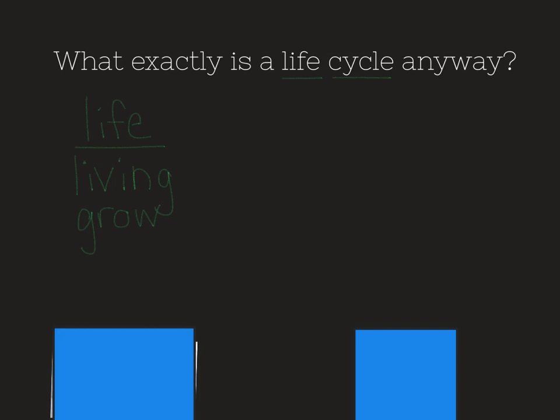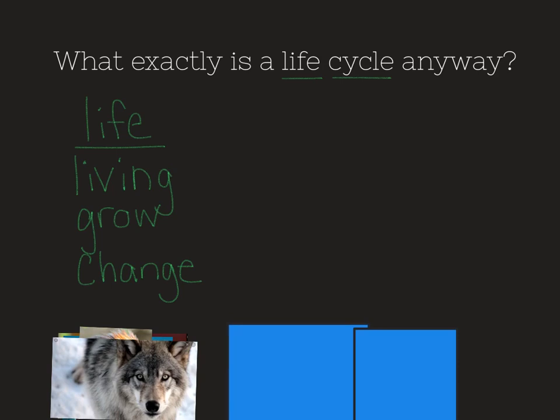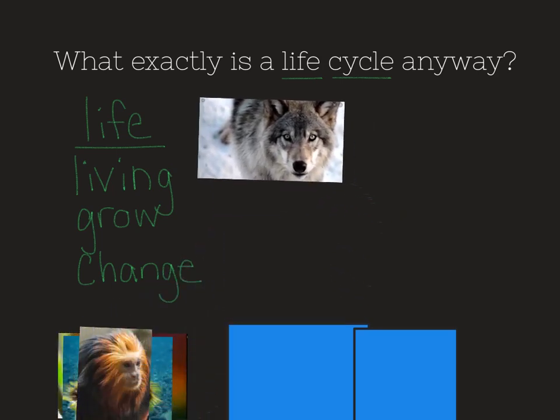Also things that maybe change over time. So non-living things, like a rock, would not change over time unless something external happened to it, like wind or water might wear it down over time. But living things grow, and they go through a cycle of growing. So let's think about some of the living things that we know of. So some of the living things that we can think of is like a wolf. And we think about a wolf over time. How does a wolf begin its life, and how does it change over time?